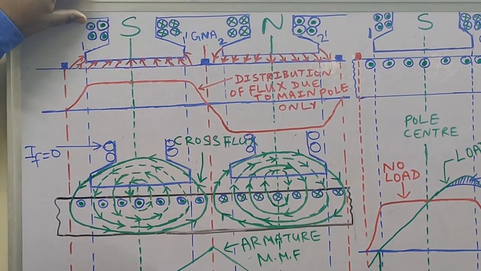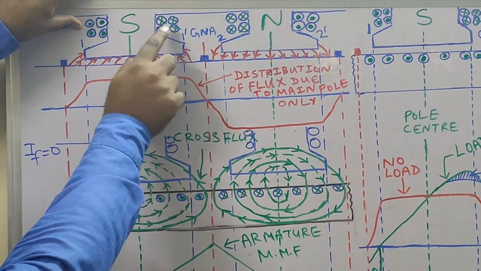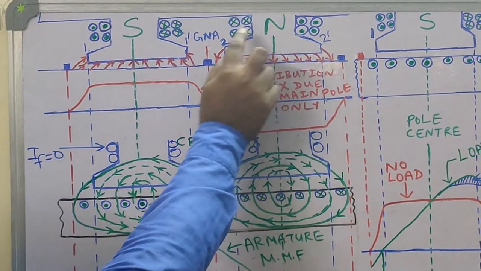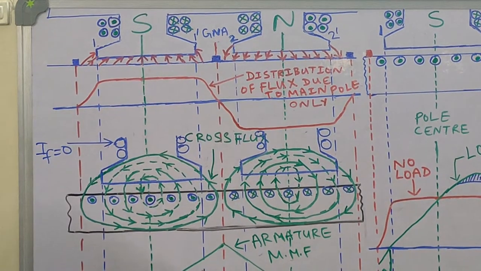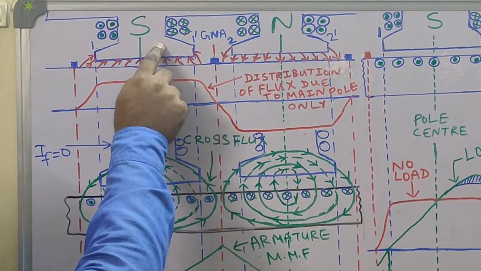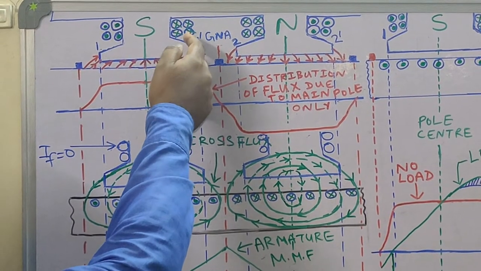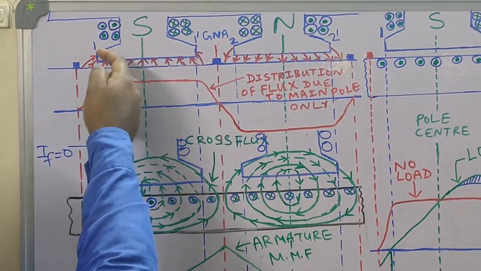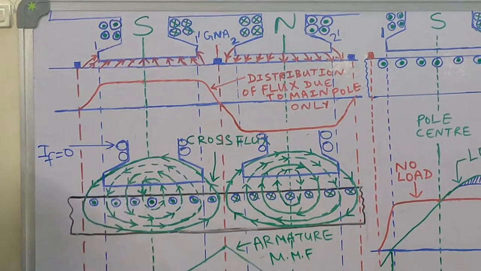You see these circles shown on the side of the south pole, and these circles shown on the side of the north pole; these circles are nothing but field coils. These field coils are carrying current in such a way that current enters the field coils through this portion, completes its path from behind the board, and again leaves the board on this side of the coil.